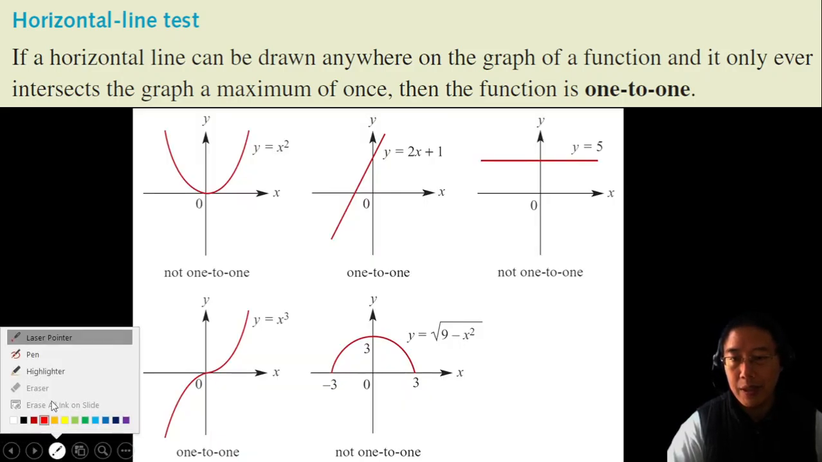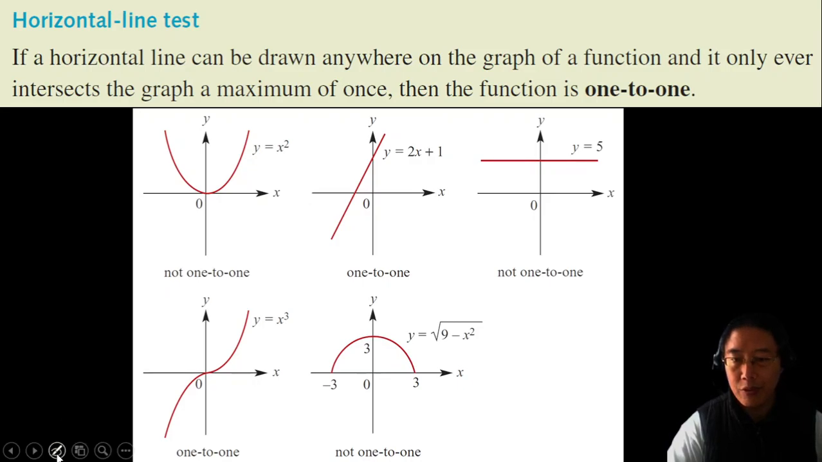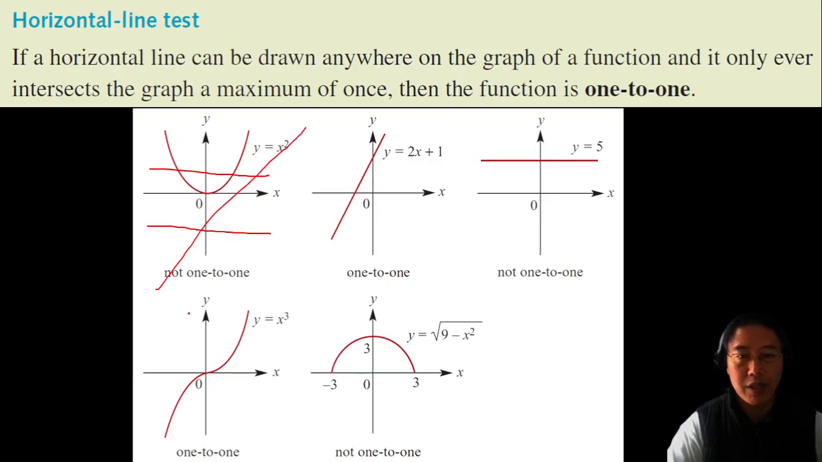Alright, so let's look at this one. Let me use that pen just to show you how it works out. So I do a line test here. Obviously if I do a line test here, it doesn't intersect the graph, but you can do it over here, intersect twice, so not a one-to-one. So we cross that off. Straight line, you intersect horizontally. It intersects only once, so it's a one-to-one.